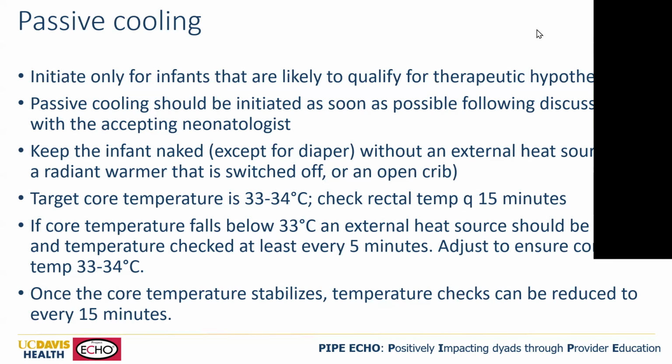The reason I say that is because you're going to be checking the core rectal temps pretty frequently. And your goal is going to be 33 to 34 degrees. So if you check that and we're falling below, we actually need to put on a tiny bit of heat just to get us to the point where we can maintain that core temperature between 33 and 34 degrees. So if the baby's temperature falls too low, we want you to be checking really frequently, every 5 minutes. And then once the core temperature stabilizes, we can check a little less frequently.